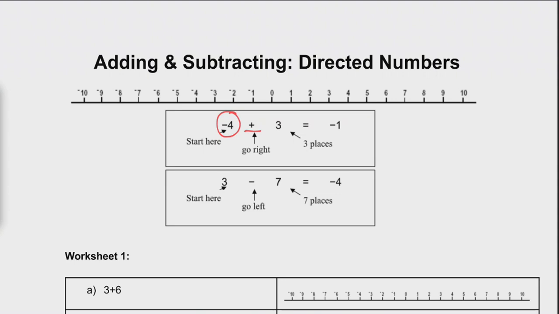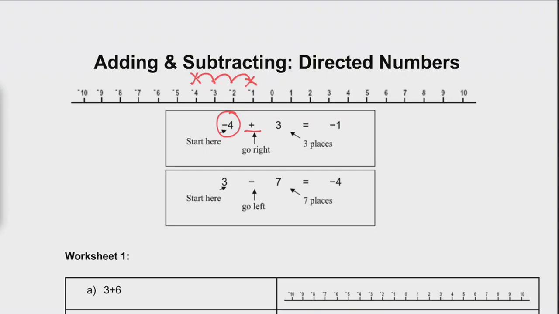So in this problem, we start at -4 and move right by 3 places. -4, -3, -2, -1, and that is where we end up. So -4 plus 3 is equal to -1.